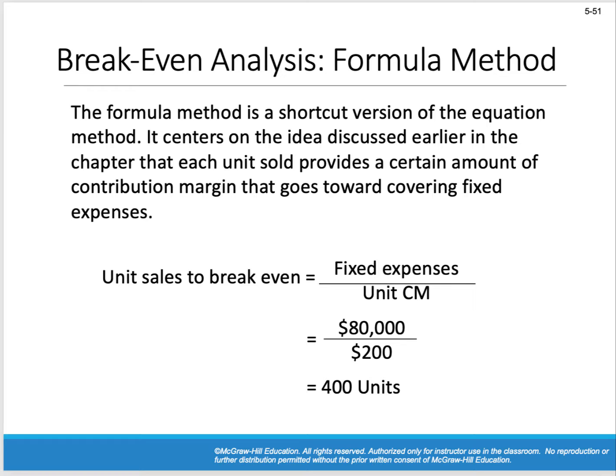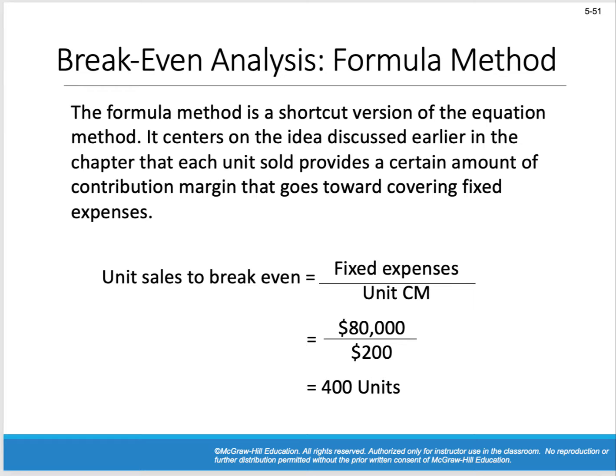Now, the formula method is a nice little shortcut version of the equation method. It centers on the idea that we talked about earlier in the chapter, that each unit provides a certain amount of contribution margin that goes towards covering those fixed expenses. Okay, very important that you understand or be able to recall that idea that each unit that we sell provides a certain amount of contribution margin that is going to go towards covering those fixed expenses, as well as hopefully provide net operating income for us. But since we're looking at the break-even point, remember, we want that net operating income to be 0.